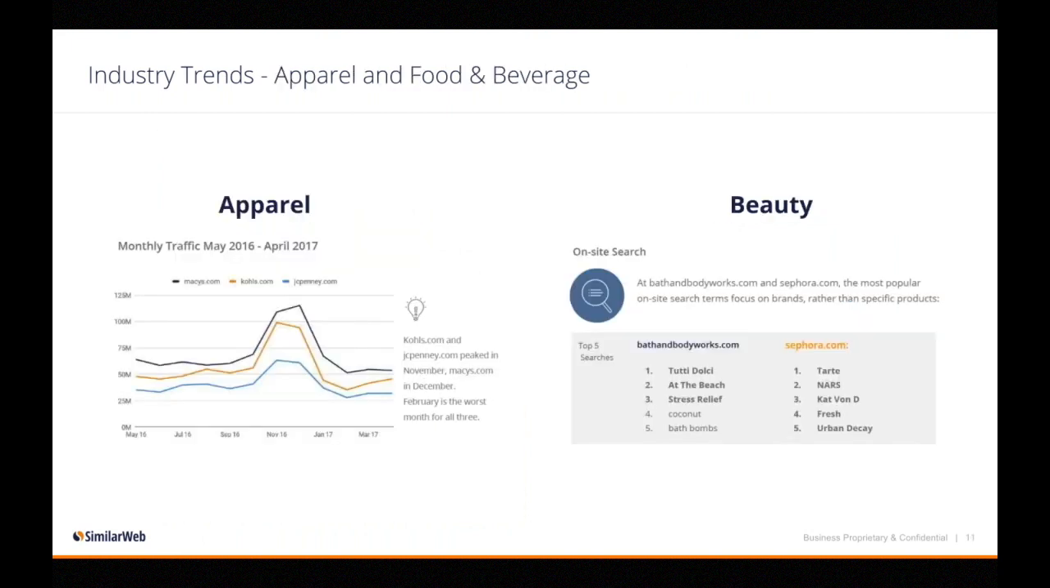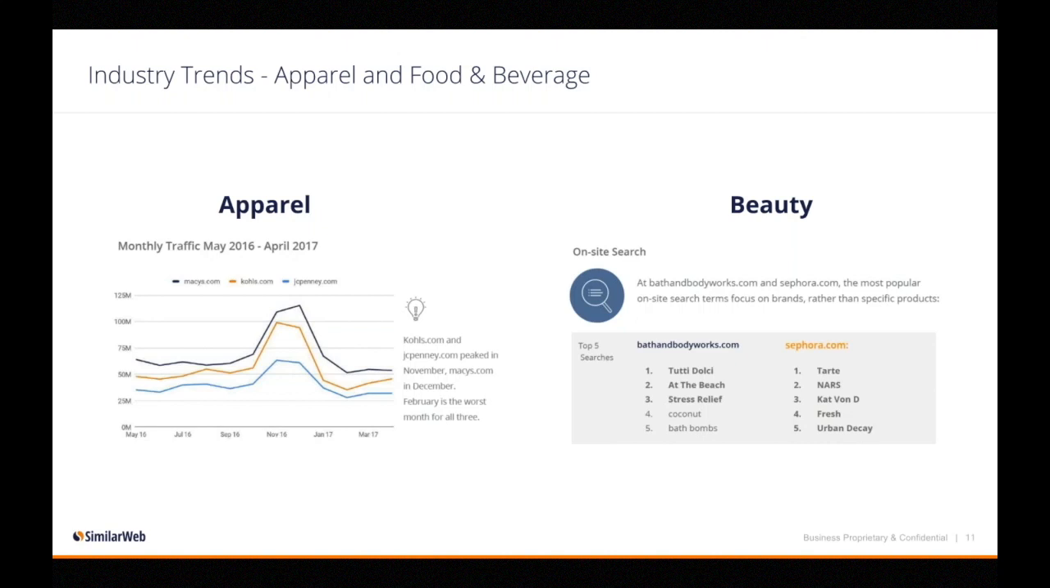Now moving on to apparel. So the apparel industry is always fun to look at because of the heavy seasonality. So here we're looking at a graph of the monthly traffic for three main apparel sites: Macy's, Kohl's, and JCPenney, that are pretty big, especially in the United States. And so when we look at this graph, while we see that Macy's, Kohl's, and JCPenney are pretty neck and neck in traffic, before and after the holiday season, it's interesting that in November, December, we really get a clear picture of who's strongest on digital.